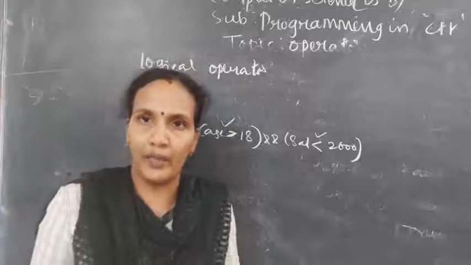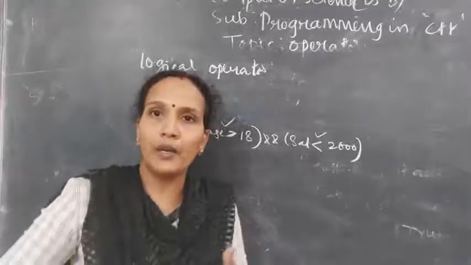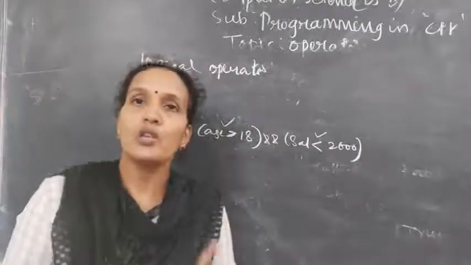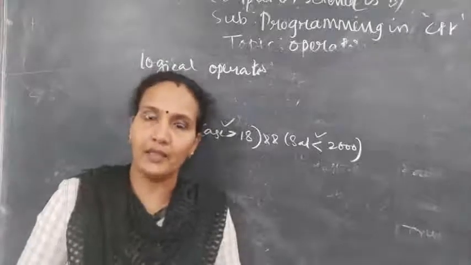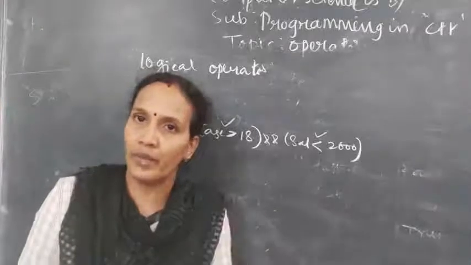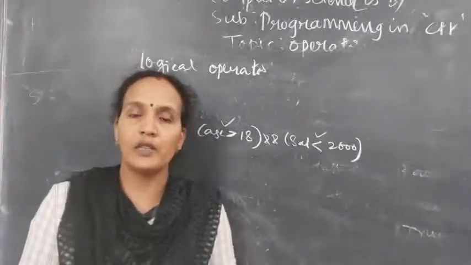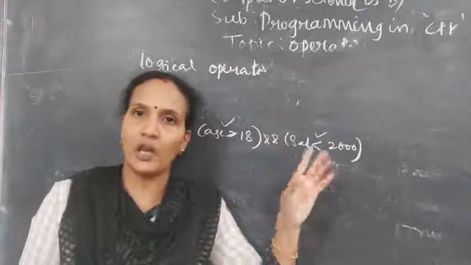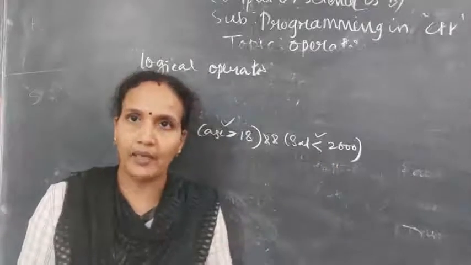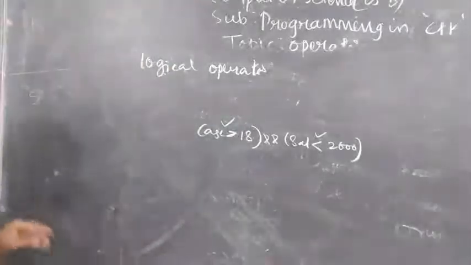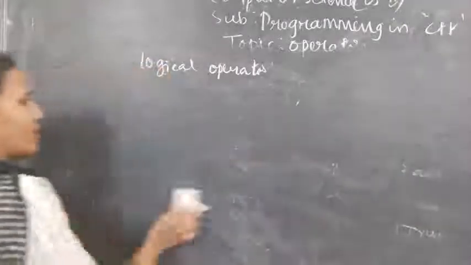When you want to connect multiple relation expressions, you can connect them by using logical operators. So logical operators are used to compare relation expressions, and these logical operators always give either a true value or a false value. This depends on the truth table. These logical operators are used to compare relational expression results.